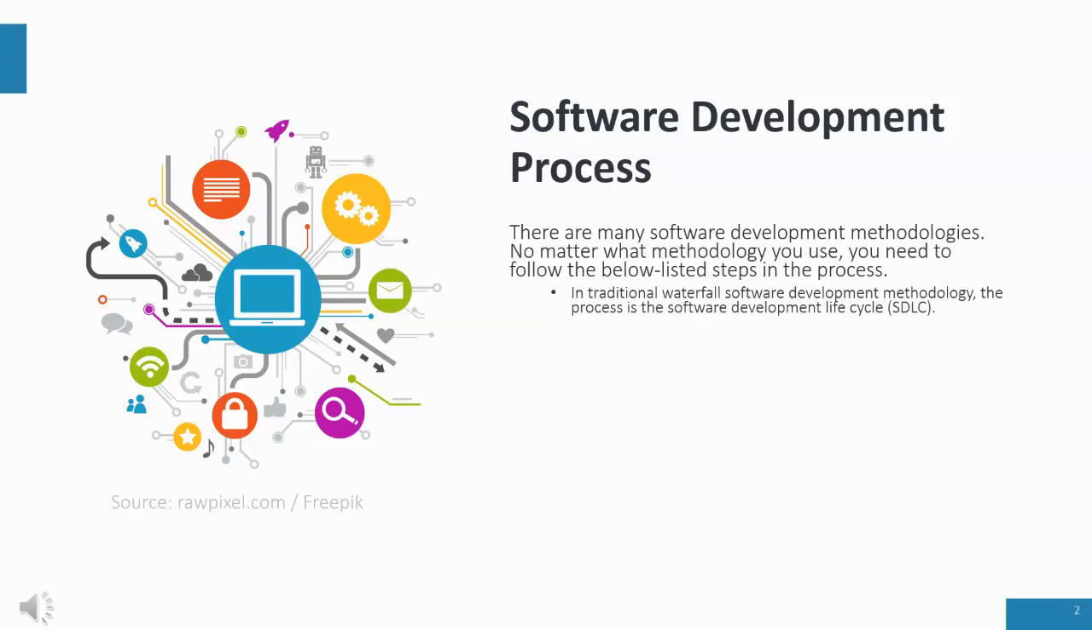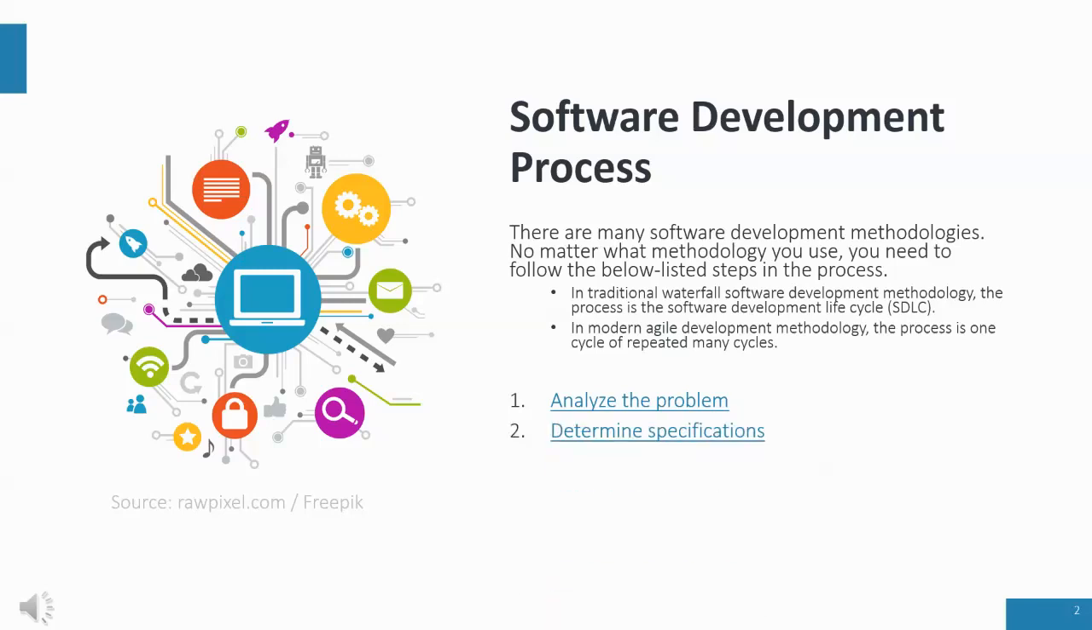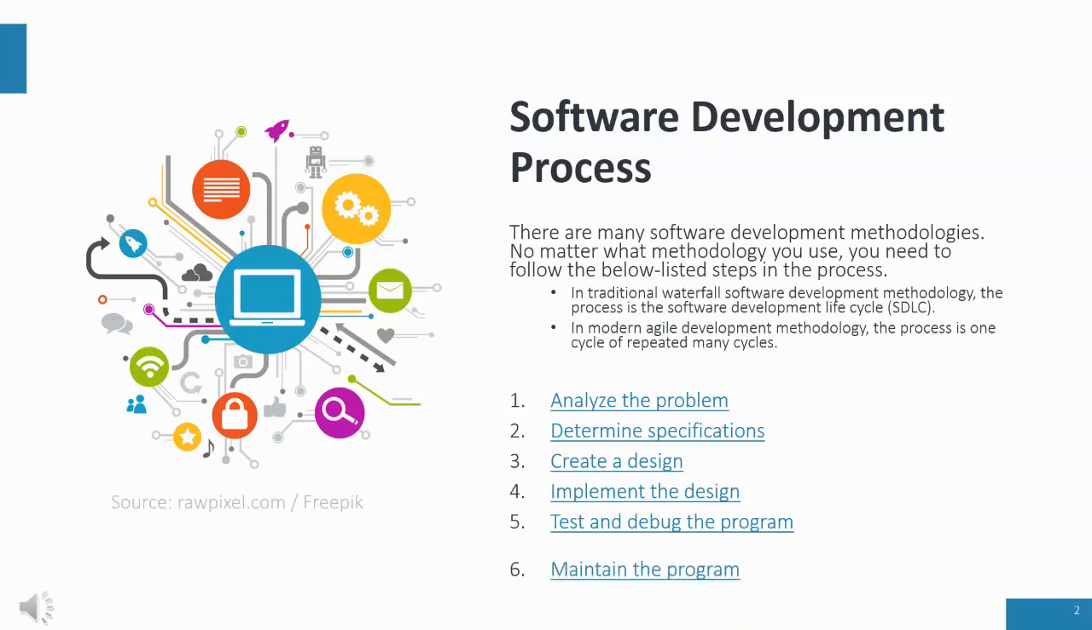In traditional waterfall software development methodology, the process is the software development lifecycle, or SDLC. In modern Agile Development methodology, the process is one cycle of repeated many cycles. The software development process contains the following steps. 1. Analyze the problem. 2. Determine specifications. 3. Create a design. 4. Implement the design. 5. Test and debug the program. 6. Maintain the program.